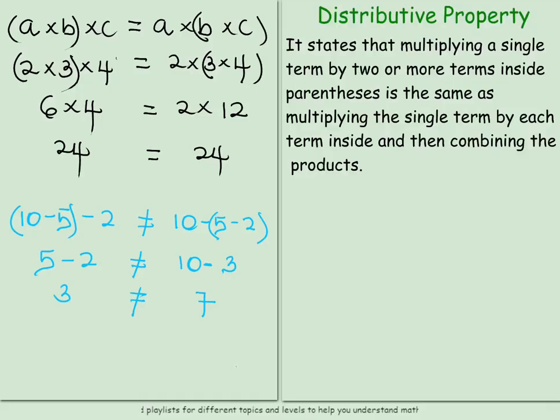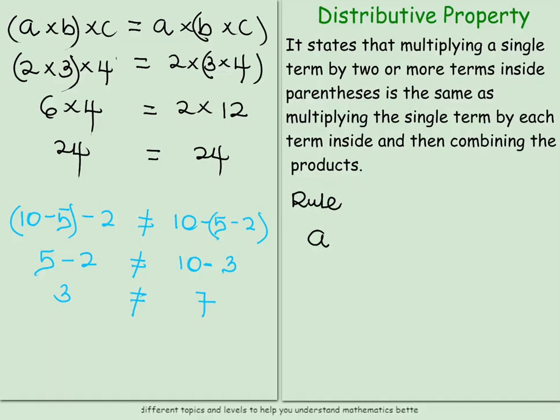Now let's look at the distributive property. Now the distributive property, on the other hand, as you can see on your screen, states that when you are multiplying a single term by two or more terms inside the parenthesis, it is the same as multiplying the single term by each term inside and then combining the product. What does this even mean?